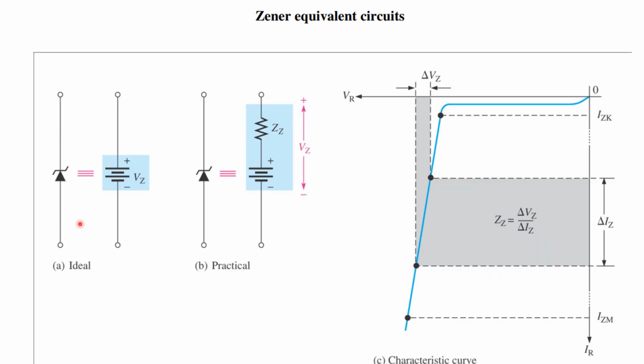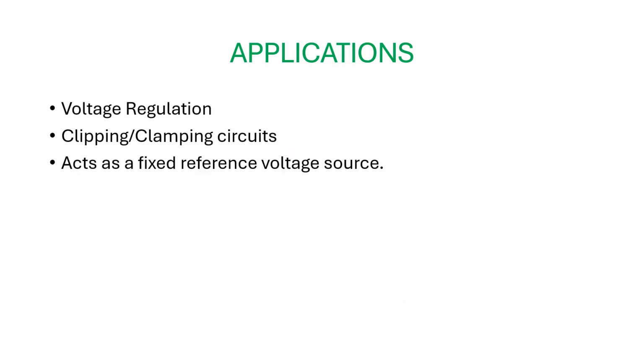See here, the ideal Zener diode and its representation. This one is positive, this one is negative: anode and cathode. Reverse voltage VR, reverse current IR in milliamperes. As the reverse current increases, at this point the breakdown occurs. After the breakdown, it maintains a constant voltage. The rate of change of VZ with respect to the rate of change of IZ gives the Zener diode impedance in the reverse bias. The main application of the Zener diode is voltage regulation.